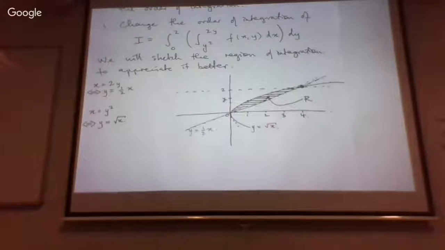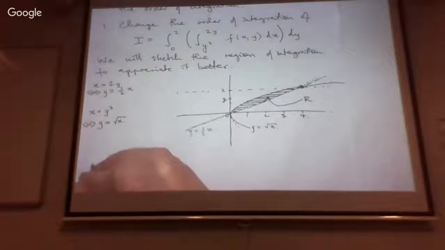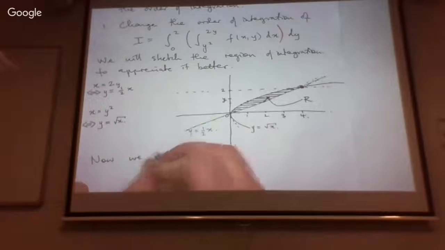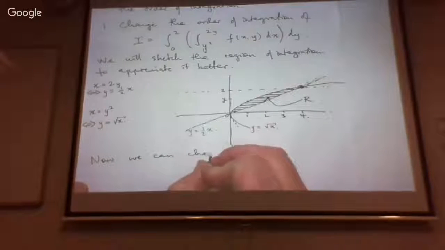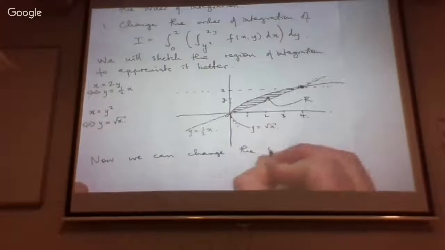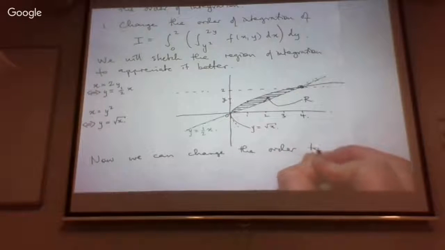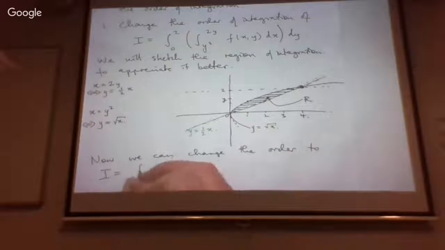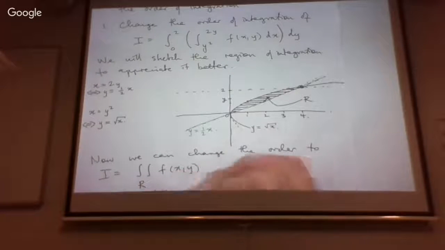Now we can change the order. I want to present I as the double integral over R of this function f of x, y, whatever it is. But now I want y as the inner integral and x as the outer integral.